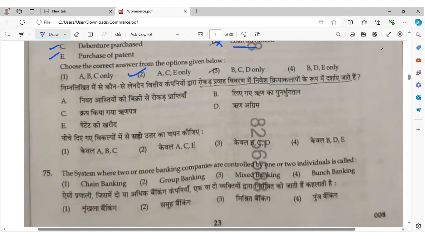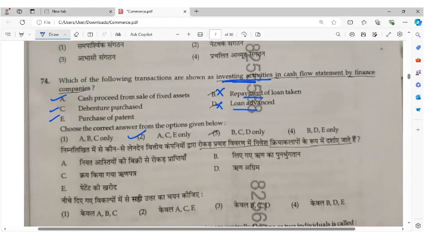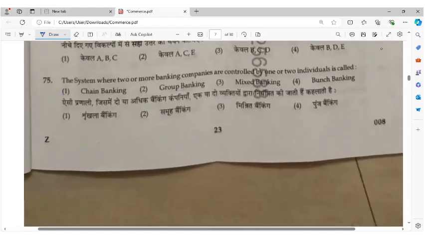Now the next question, question number 75. The system where two or more banking companies are controlled by one or two individuals. You know that if the banking companies are controlled by one or two individuals, it is known as chain banking. Clear?